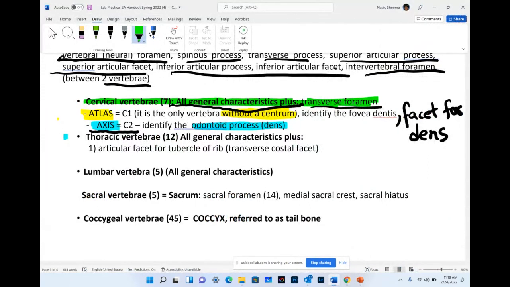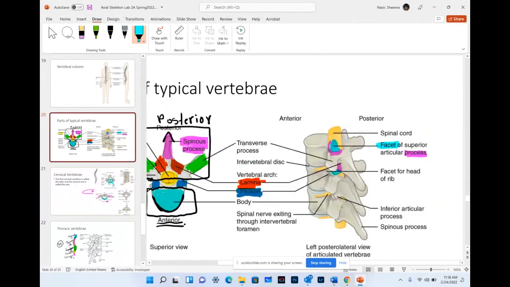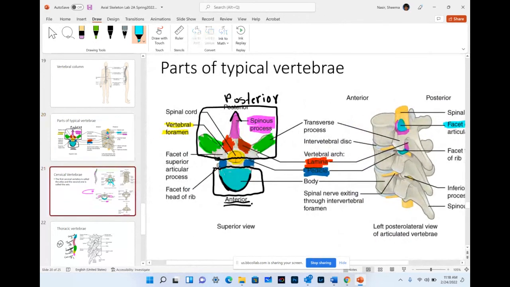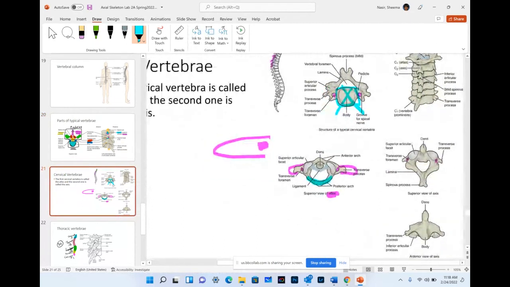Now, let's look at it. We did that. The next thing is thoracic vertebra. So in thoracic vertebra, what do we have? Look over here. Thoracic vertebra is going to have transverse costal facet. That's all. So transverse costal facet, where is that? And you can see right here as well.